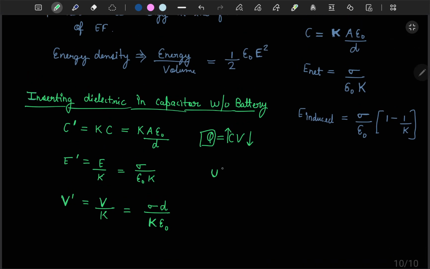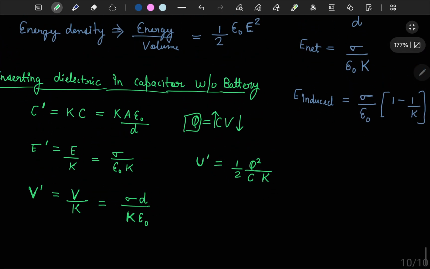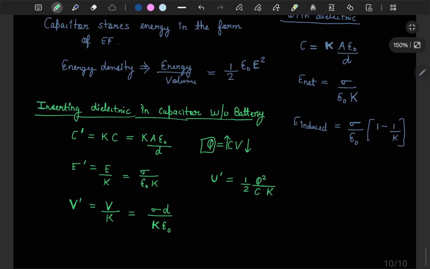Talking about the potential energy, it will be half q square upon c. It was the normal potential energy. Now q will remain constant and c is increasing, so it will be half q square upon kc, because capacitance is increasing k times, so we have written it with k times.